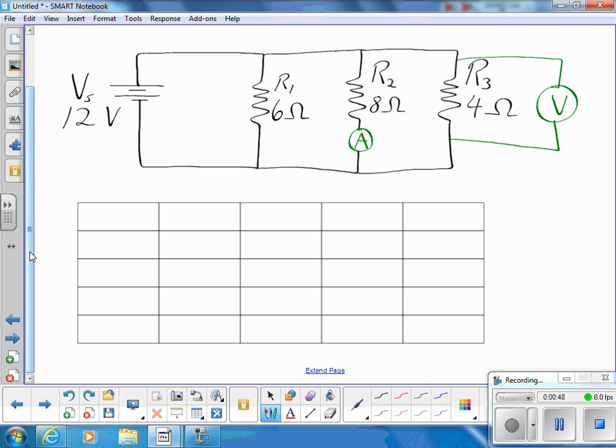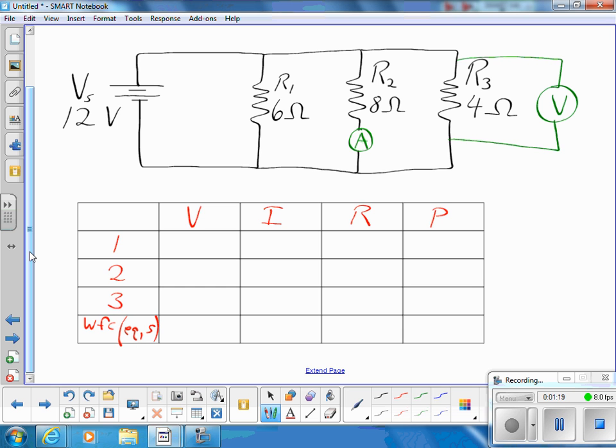First of all, the headings, V, I, R, P, hence the term VIRP chart. And then we have a row for each resistor, resistor number 1, resistor number 2, and resistor number 3. And then an additional row for the whole circuit, where we also are going to see subscripts like EQ for equivalent, or S for source, or T for total, attributed to some of these quantities for the whole circuit.